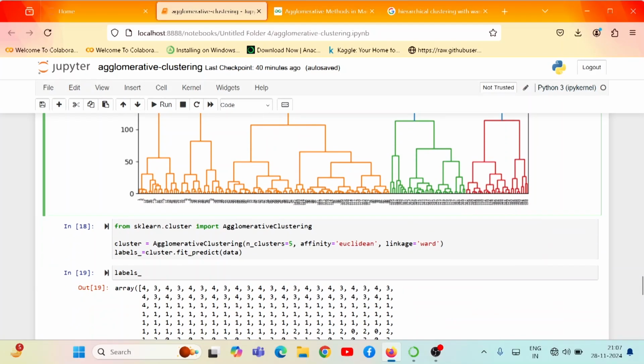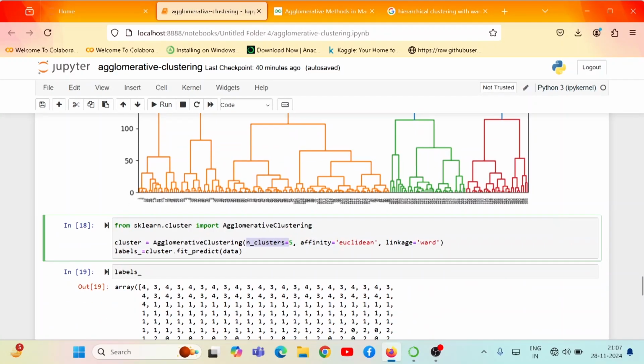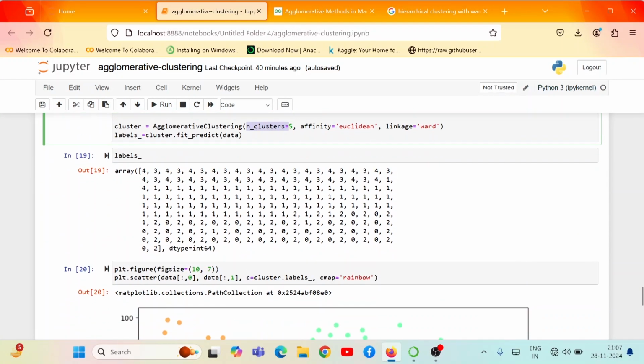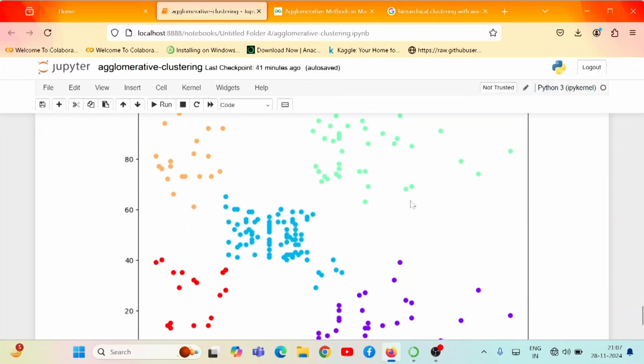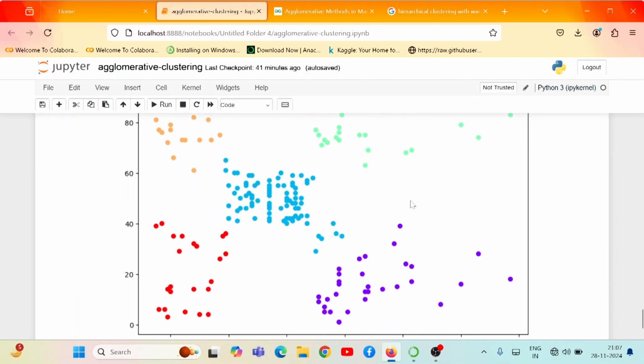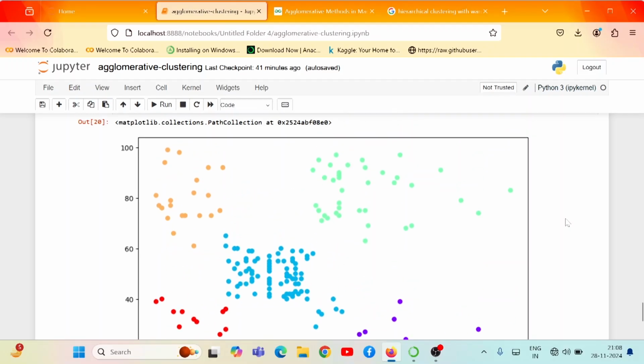So here we have to give the value 5 because 5 should be the number of clusters for this data, and the distance is Euclidean, and this time the linkage we have given as Ward. This is how the data points will fall into different clusters. If you plot it, this is the final outcome corresponding to the data we have. See how beautifully these results are appearing, right? Thank you.